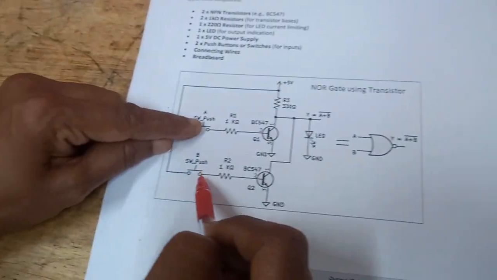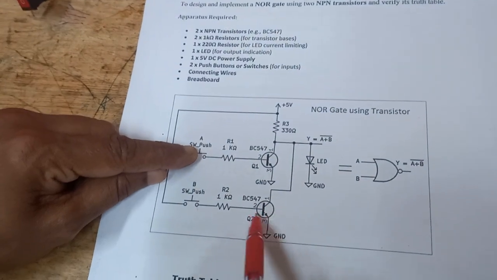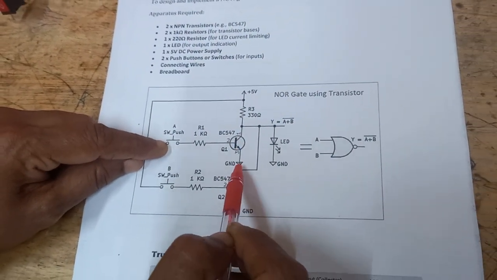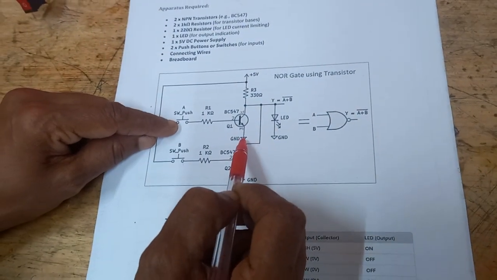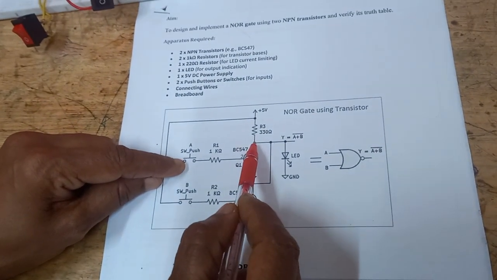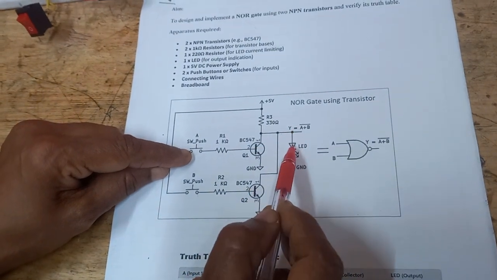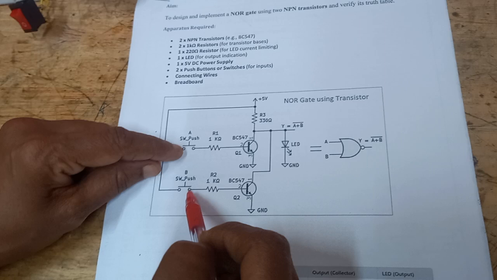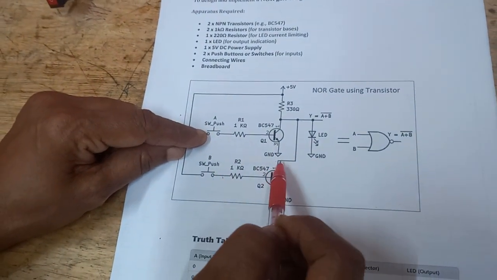When this is on and this is off, this transistor becomes off, this transistor becomes on, and when it becomes on, the emitter is ground and the same ground is connected to the collector. So when ground is connected to the collector, the same ground is applied to the anode of the LED, and LED turns off.